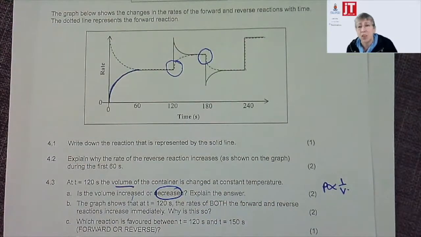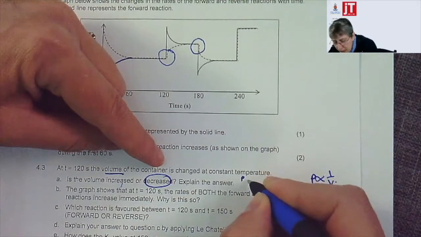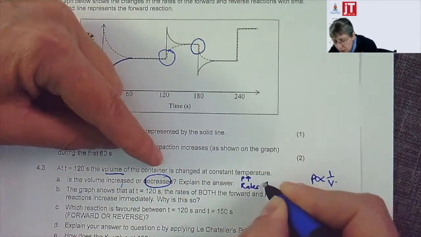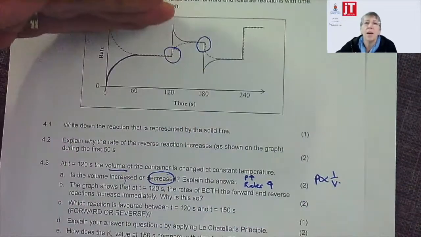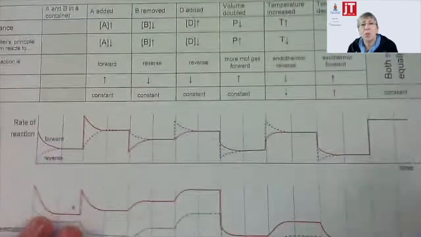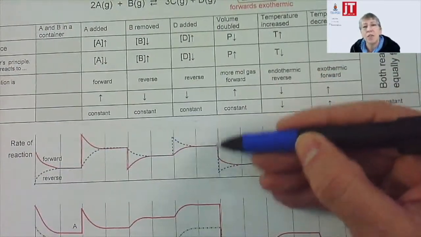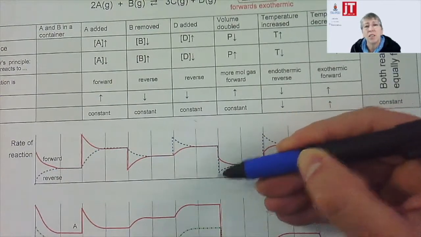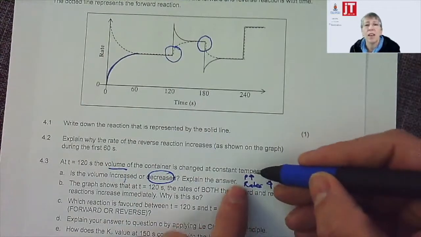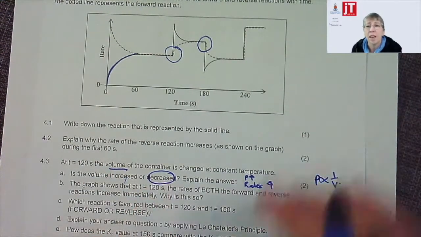The volume is decreased. And if you have to explain that, it means the pressure is increased and therefore the rates increase. So the fact that it's going up and not going down, right? If the volume was increased, the pressure would have decreased and everything would have been going down, right? But it's going up. The rates are going up because the pressure is up, which tells me the volume was going down.